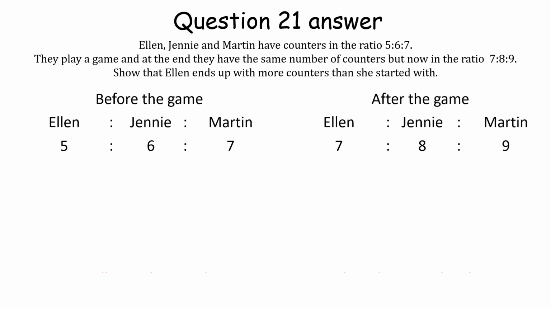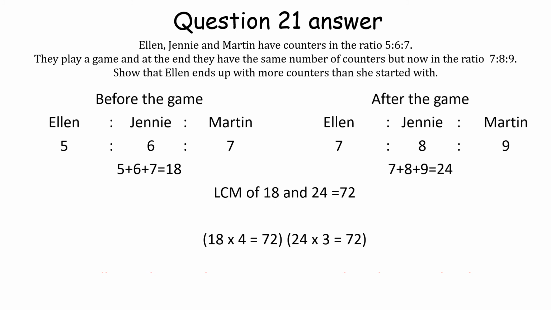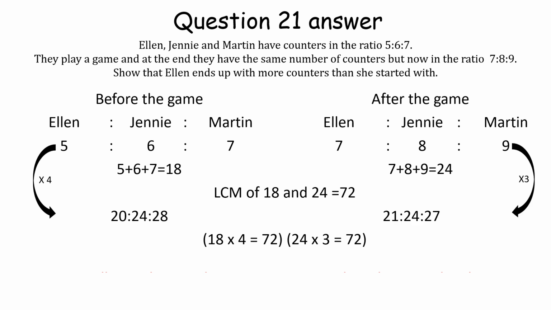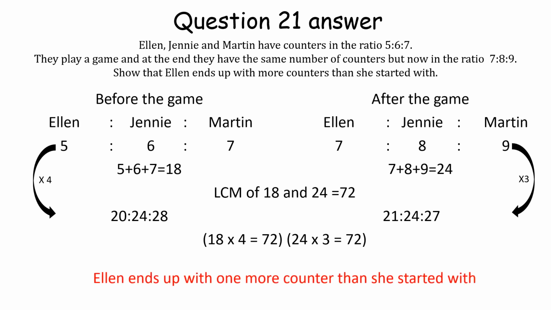Question 21. Before the game, the total number of parts is 18. After the game, the total number of parts is 24. The lowest common multiple of 18 and 24 is 72. So for Ellen, we multiply 4 shares by 5 parts, getting 20 counters before the game, and 3 shares by 7 parts, getting 21 counters after the game. Therefore, she has 1 more counter than when she started.